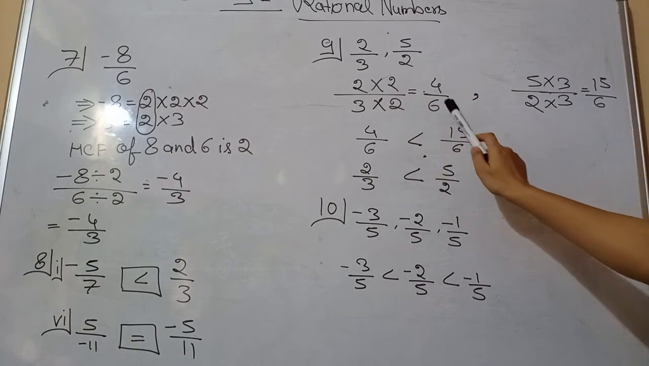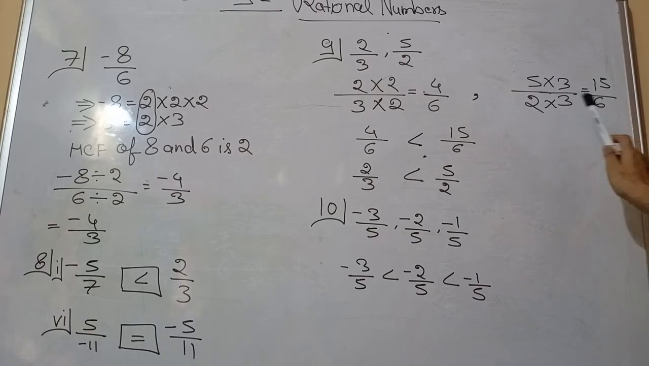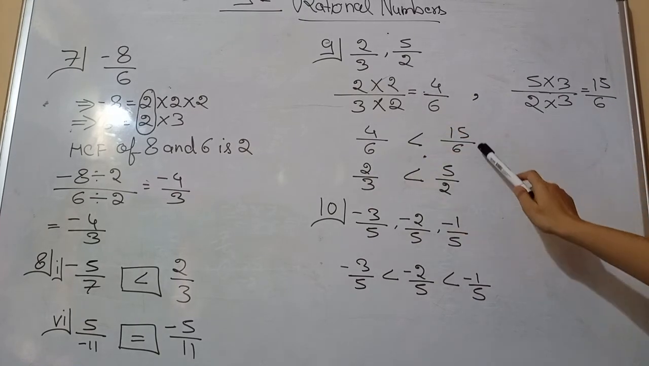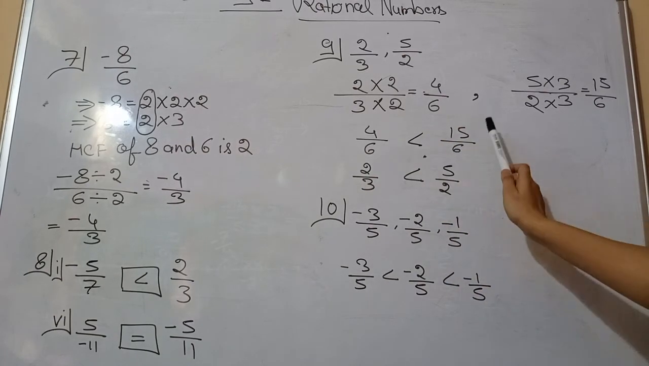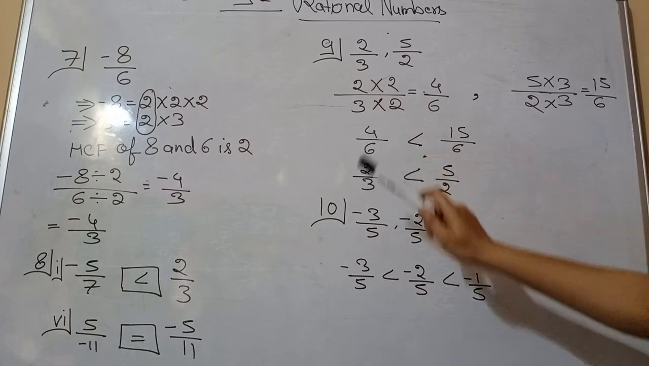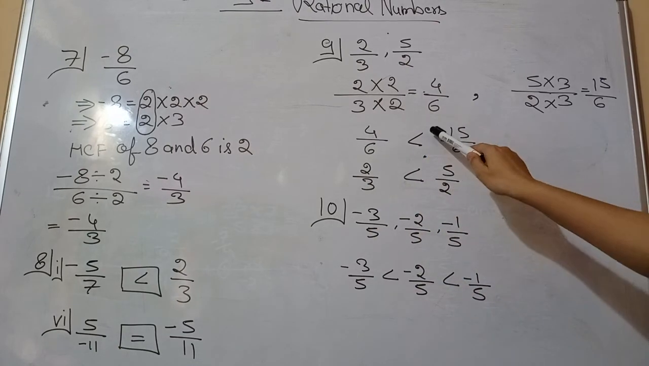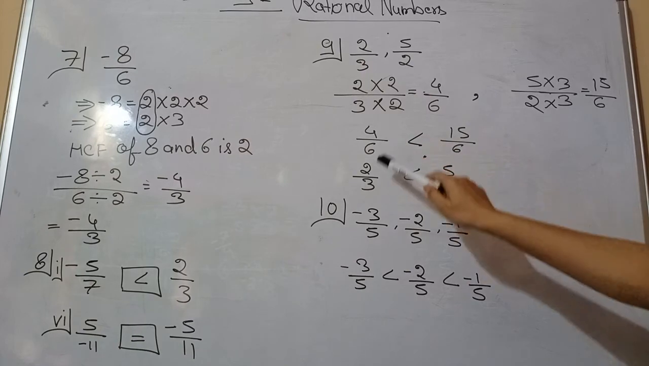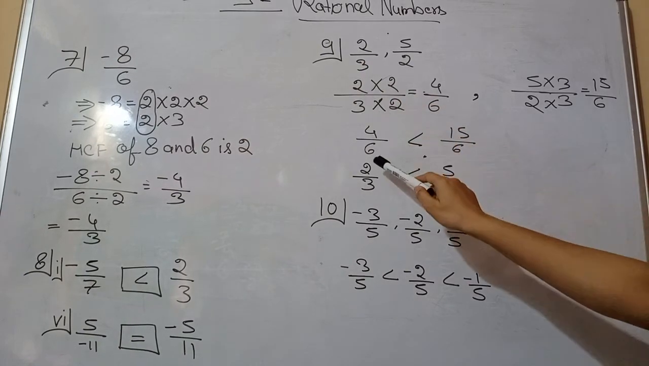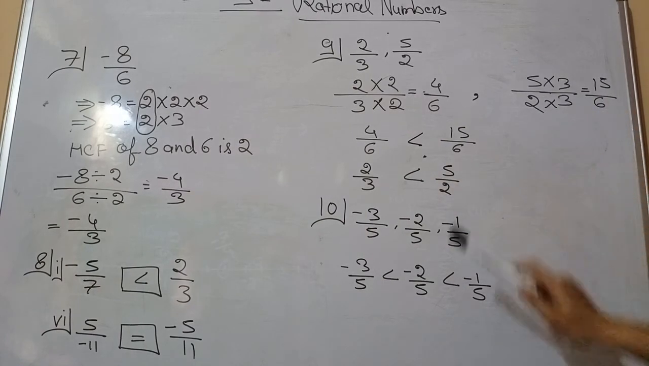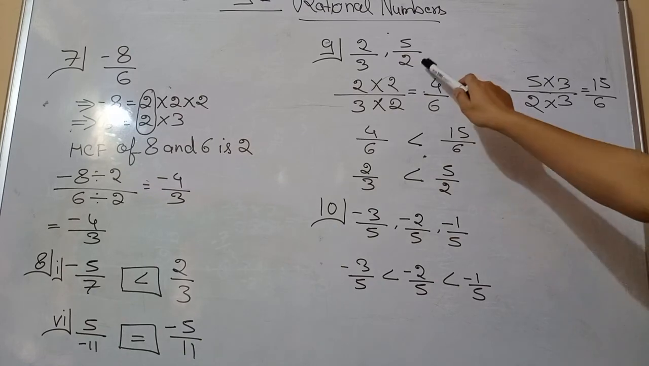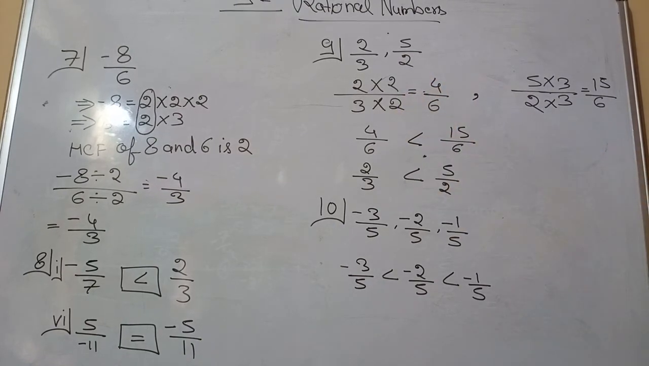2 2s are 4, 3 2s are 6 and here 5 3s are 15, 2 3s are 6. Now we have 4 by 6 and 15 by 6. The denominators are the same, 6 and 6, so now you will see the numerator. Which one is greater? 15 is greater than 4. So what sign will you put here? 15 by 6 is greater than 4 by 6. 4 by 6 is for which number? 2 by 3. So here we will write 2 by 3. And 15 by 6 is for which number? That is 5 by 2. So here we will write 5 by 2. It means 5 by 2 is greater than 2 by 3. So by cross multiplying the denominator, you can easily get to know which number is greater than which number.